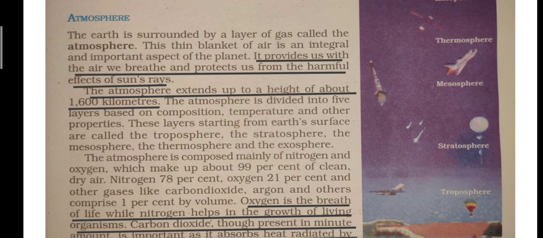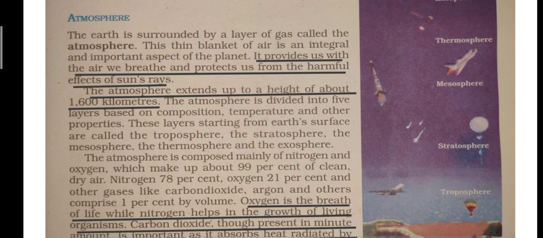Then the atmosphere extends up to a height of about 1600 kilometers. The atmosphere is divided into 5 layers based on composition, temperature and other properties. These layers starting from the Earth's surface are called troposphere, stratosphere, the mesosphere, the thermosphere and the exosphere.